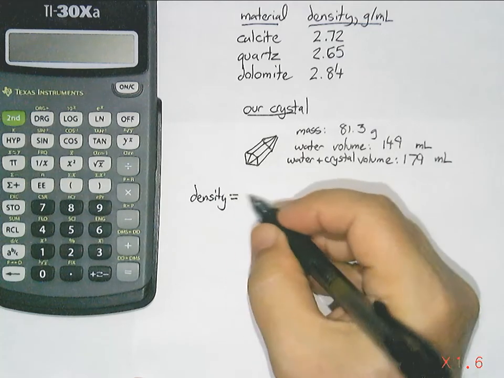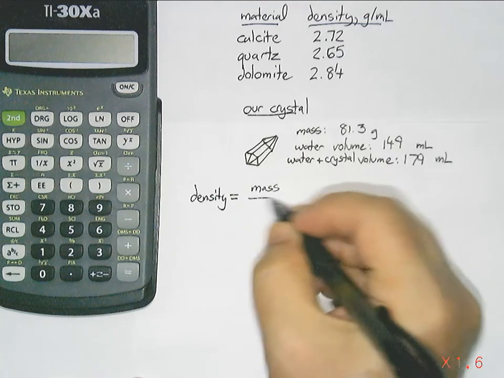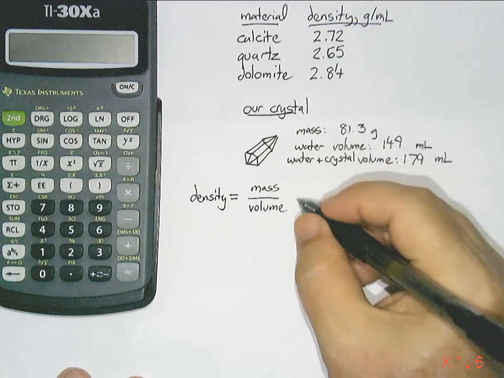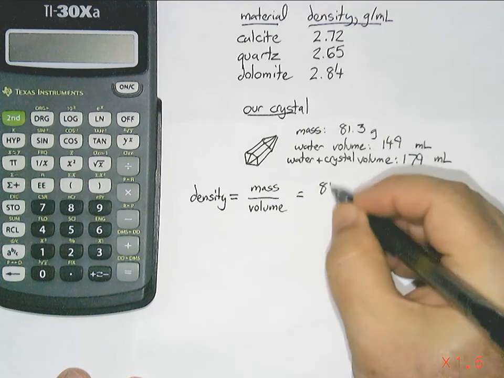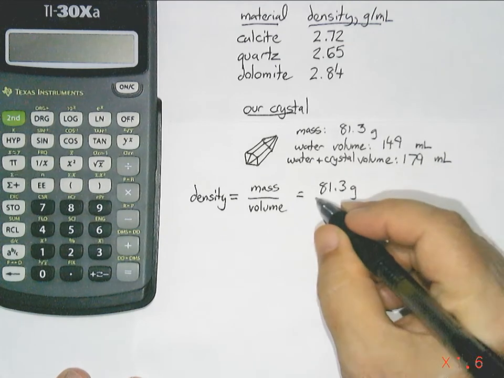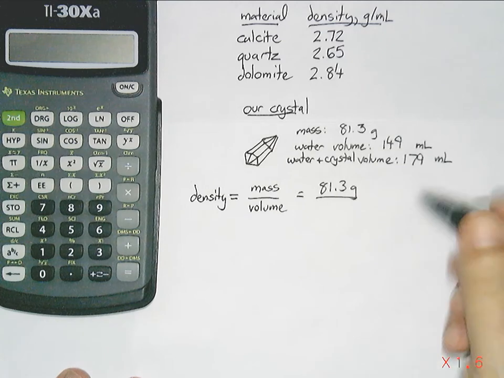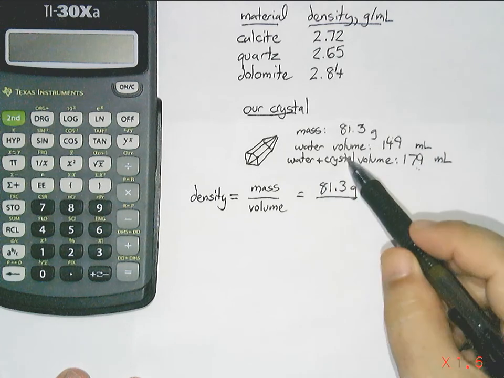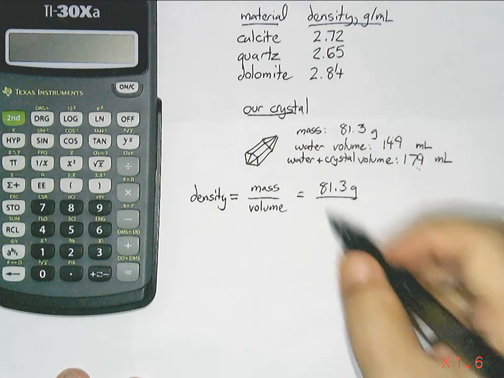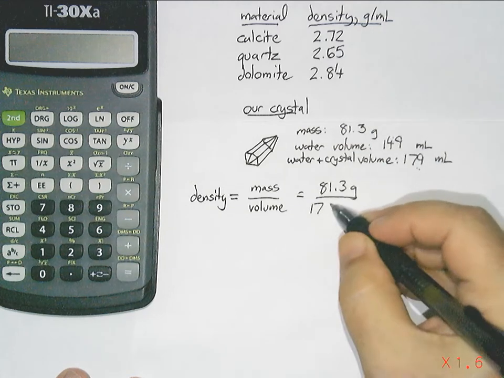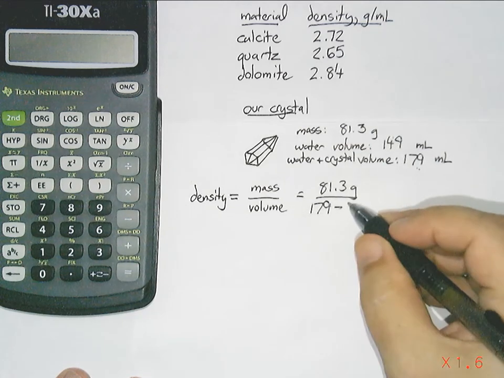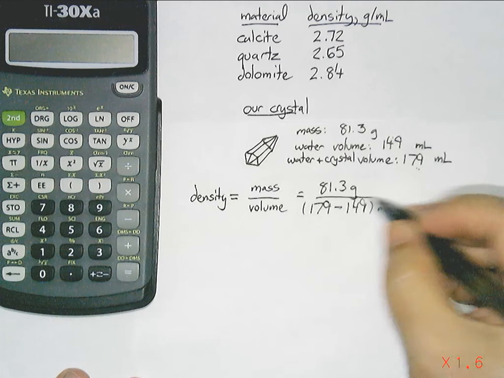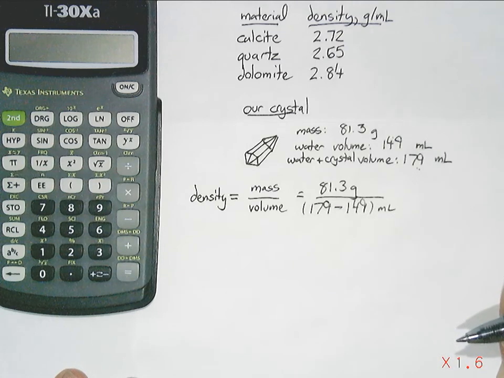The density is going to be the mass divided by the volume. Now we know the mass, it's 81.3 grams. How about the volume? Well, the volume is going to be the difference between the water plus the crystal volume and the water volume, because we need to put the volume of the crystal down here. And both of those are in milliliters, so I can write it down like that.